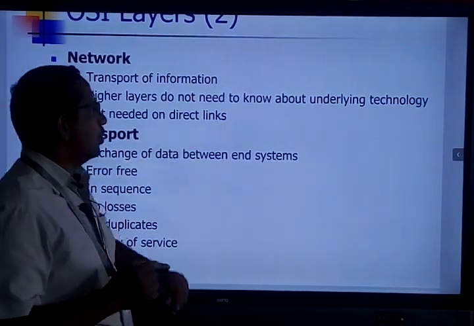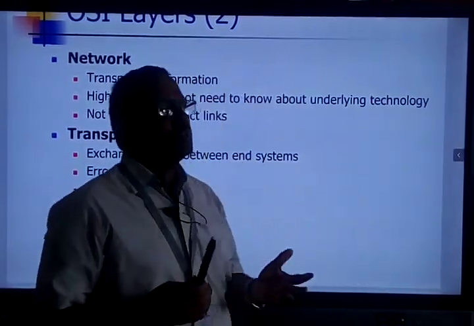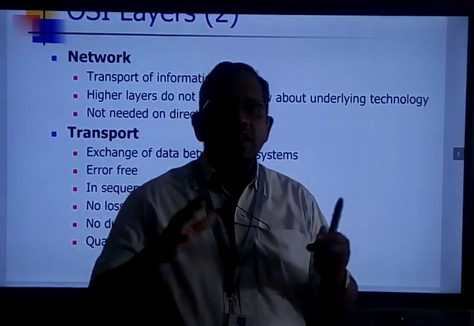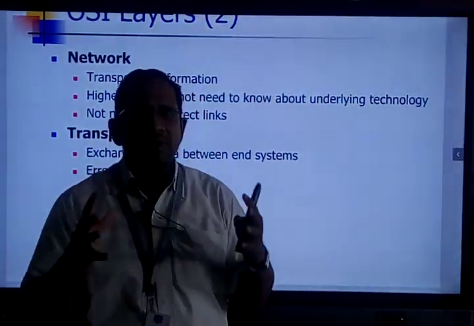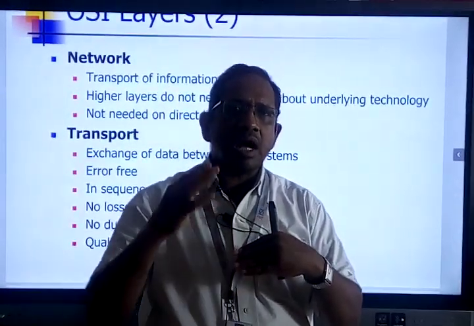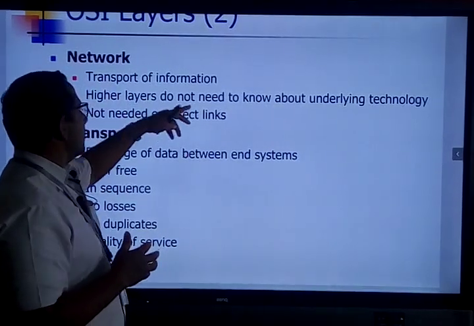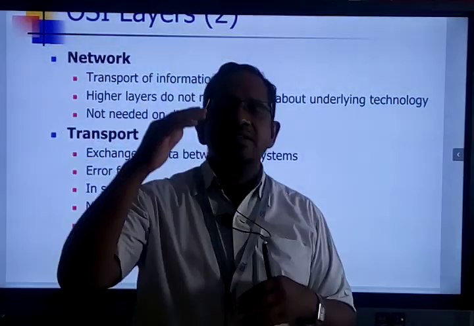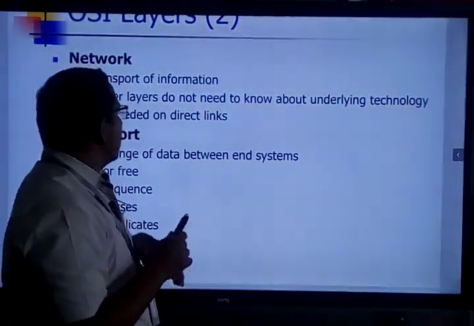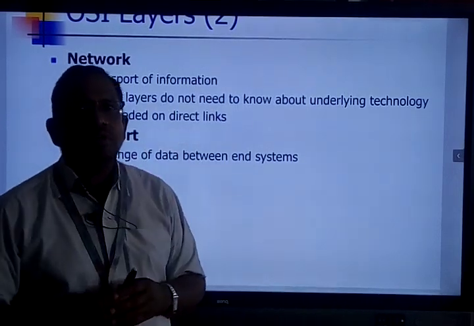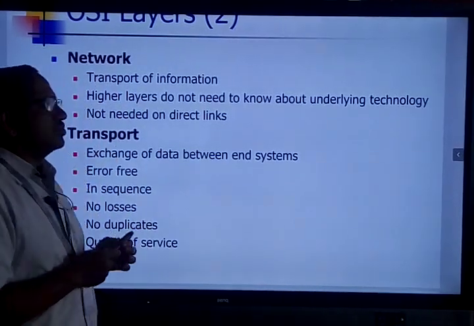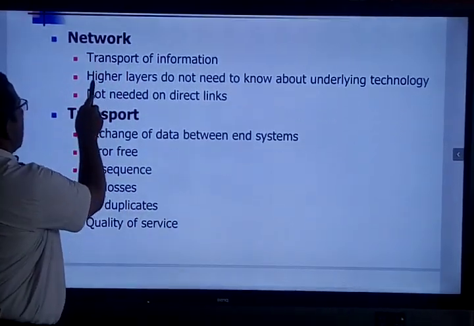Higher layers do not need to know about the underlying technology. That is the basic necessity of going into a layered network architecture. Whenever a particular layer implements some operations, these implementations need not be known to the other layers because they are specific to the network layer. That means all the other top layers such as the transport layer, session layer and presentation layer need not bother about the underlying network technology. That is the basic benefit of this layered network architecture.